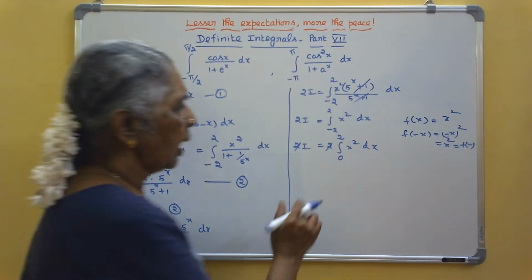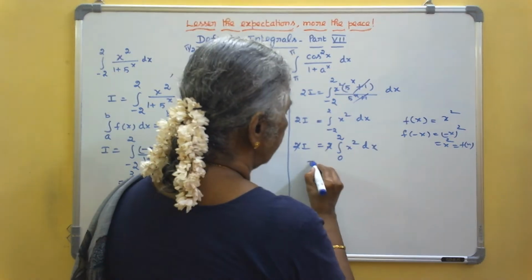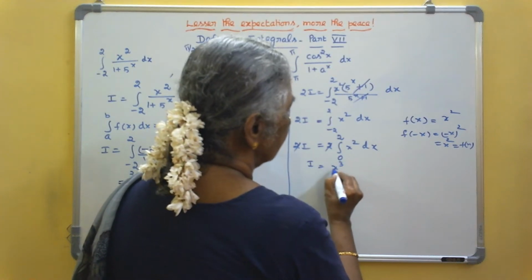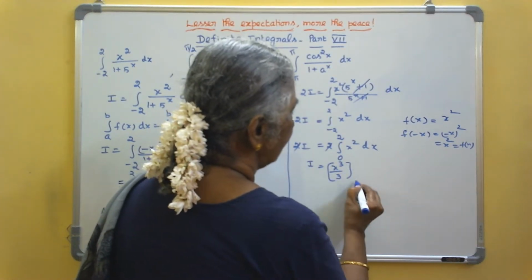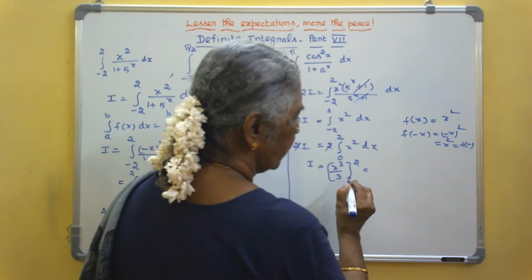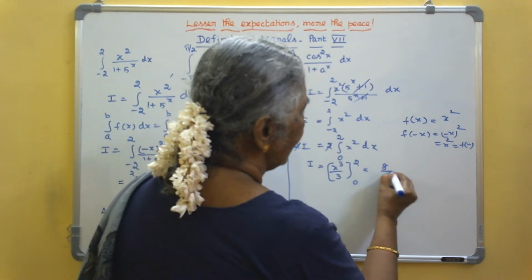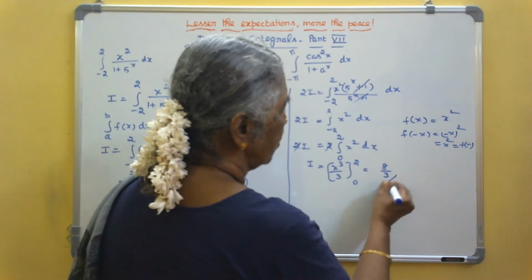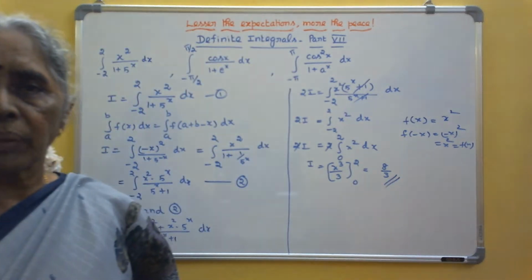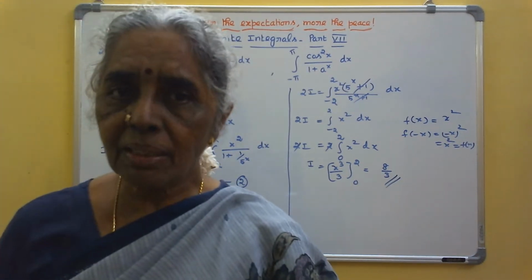Right. So now I will get I is equal to x squared, you will get x cube by 3 within the limits 0 to 2. So you will get 2 cube is 8 by 3. The other one will become 0. So this is your answer. So actually the sum is simple only.